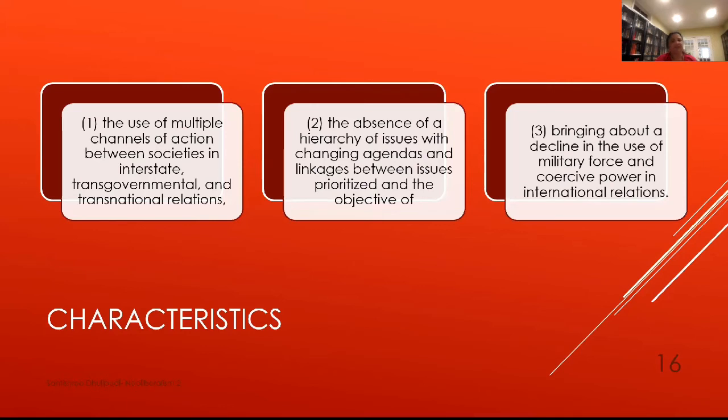If most of you see, the characteristics are the use of multiple channels of action between societies in interstate, transgovernmental and transnational relationships. Meaning there's not a single channel, there are multiple channels. This is acceptable. The absence of a hierarchy of issues with changing agendas and linkages between issues. So the hierarchy of issues can change.